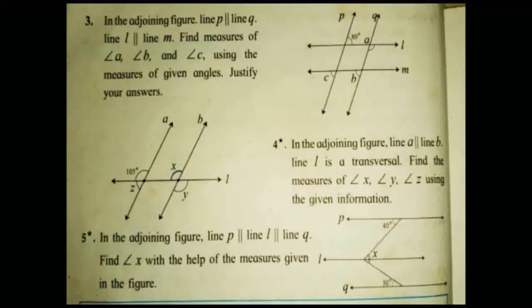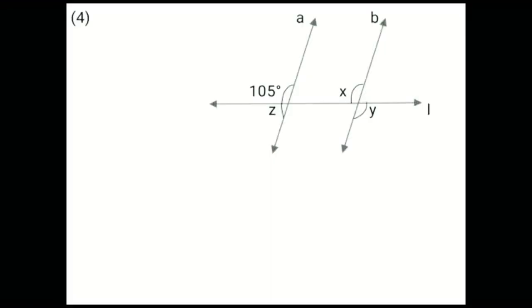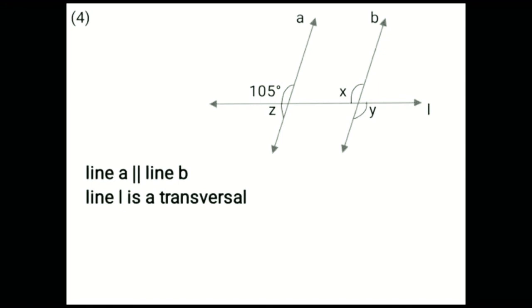Next question is question number 4. In the adjoining figure, line A is parallel to line B. Line L is a transversal. Find the measures of angle X, angle Y, angle Z using the given information. Question, what is given, write that first. Line A is parallel to line B. Line L is a transversal.